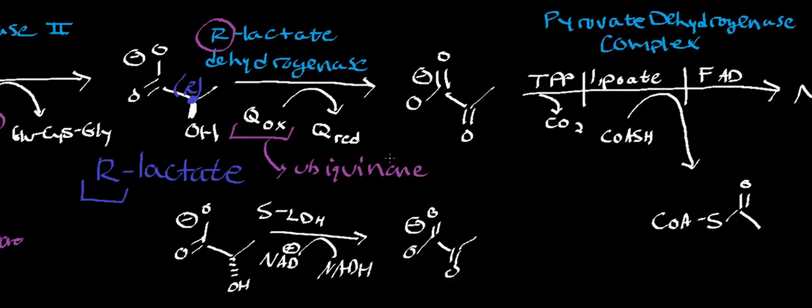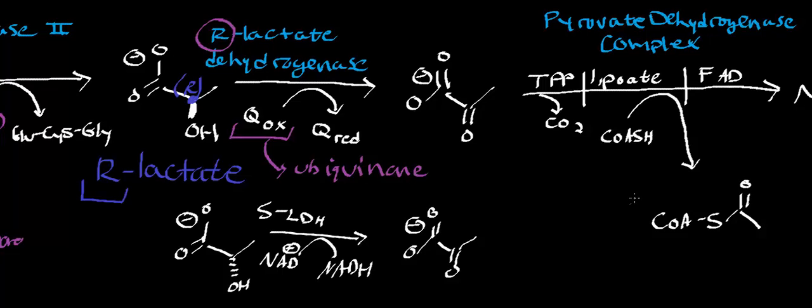Ubiquinone is an electron transfer protein in the inner membrane of the mitochondria. So that begs the question: if that's an electron transfer coenzyme in the inner membrane of the mitochondria, is that where this enzyme is? And it turns out that that is in fact the case. Our lactate dehydrogenase is in a separate compartment than the other lactate dehydrogenase that we're used to hearing about.